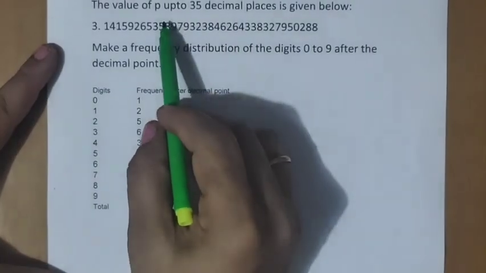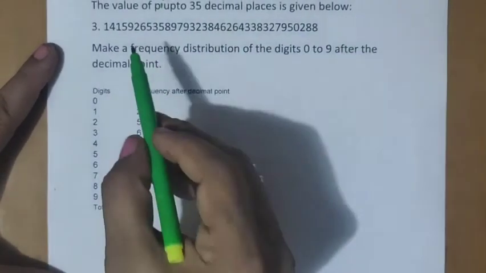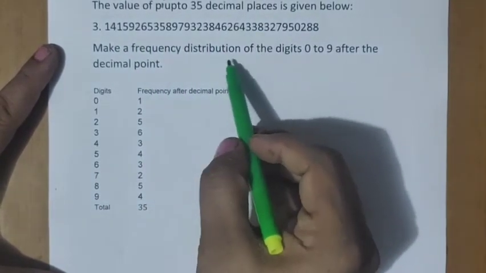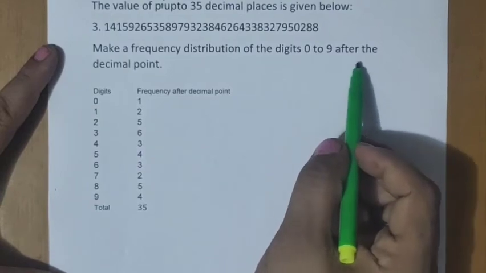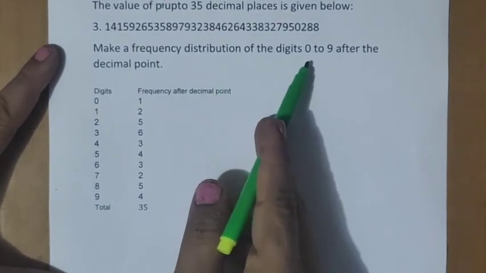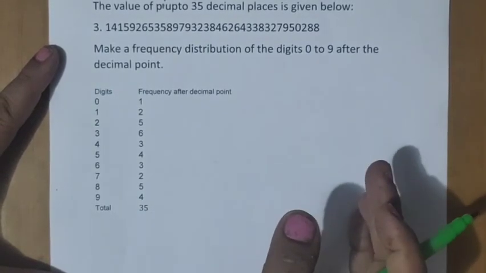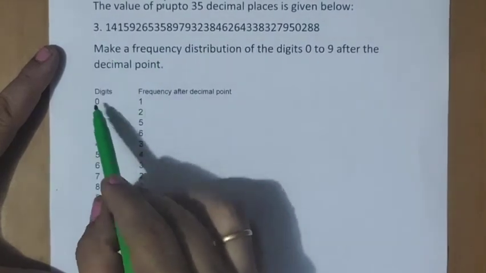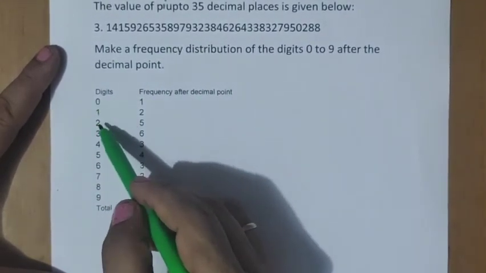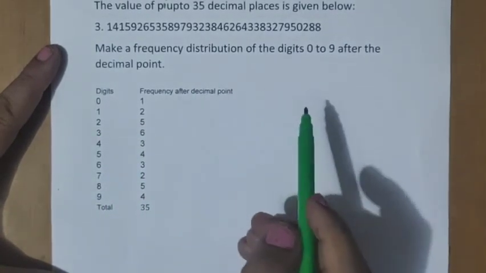The value of pi up to 35 decimals is given below: 3.141592653 etc. Make a frequency distribution of the digits 0 to 9 after the decimal point. That means here it is an ungrouped frequency distribution table we have to make. We have already studied this pattern in lower classes. So we have to make a table. First one is the digits 0 to 9, you should write 0, 1, 2, 3, up to 9, and then the total column, frequency after the decimal point.